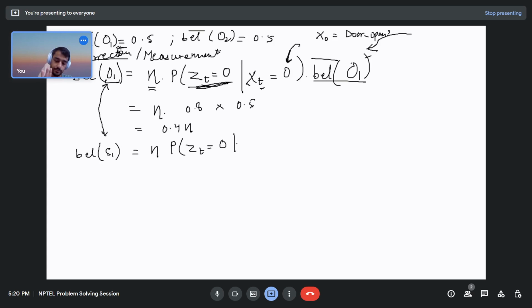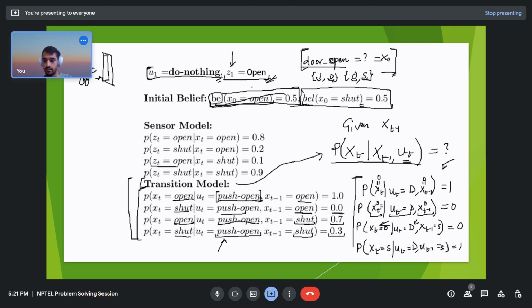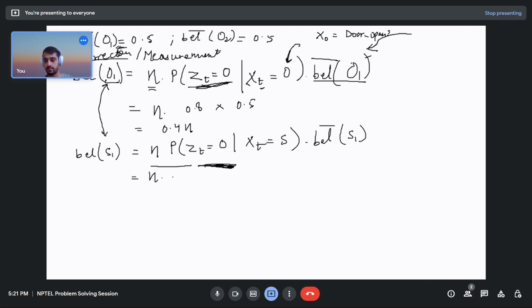So you're now trying to get a probability of what should have been my state if my sensor had reported it to be open. What is the most likely state it could be? So this is eta times the probability of the sensor reporting open when it was actually shut. Then you see that here it is 0.1 times 0.5. So this turns out to be eta times 0.05.